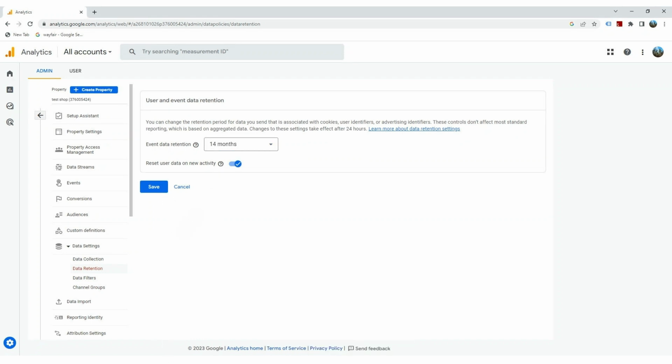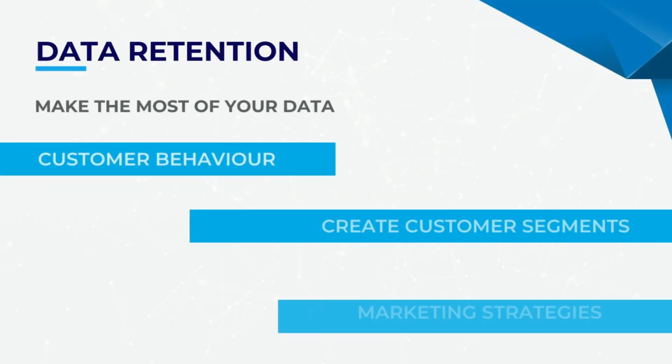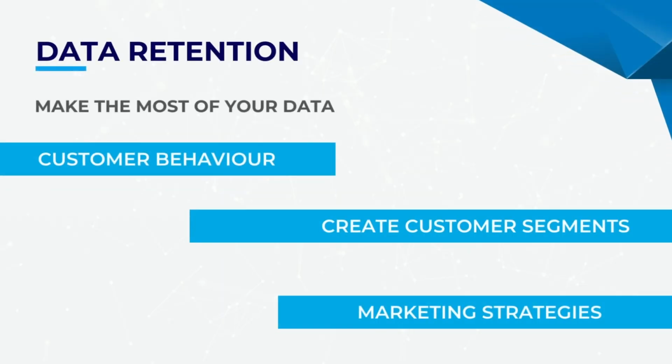Now, Google Analytics will take 24 hours for these changes to come into effect. But by doing this, you'll have successfully configured GA4 to retain the data for 14 months. You can start using your new data retention settings and make the most of your data. You can use it to understand customer behavior, customer segments, and optimize your marketing strategies moving forwards.